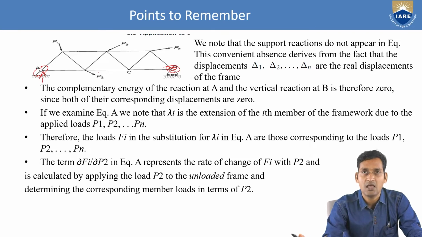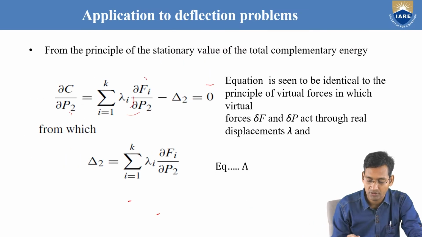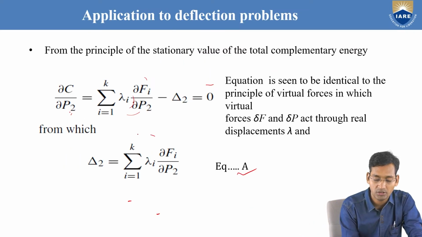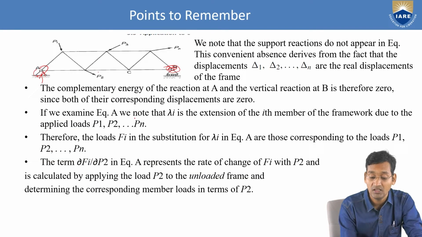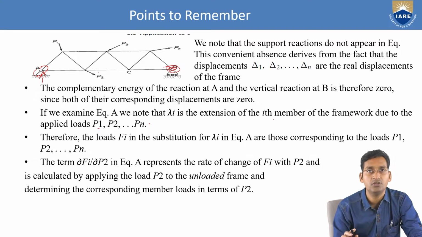Now if we examine equation A, just see here, that's why I wrote this equation A separately. So here delta 2. Now what we have to examine: we know that lambda is the extension of the ith member of the framework due to the applied loads P1, P2, P3, and so on up to Pn. Therefore, the loads Fi in the substitution of lambda I in equation A are those corresponding to the loads P1, P2, P3, and so on.